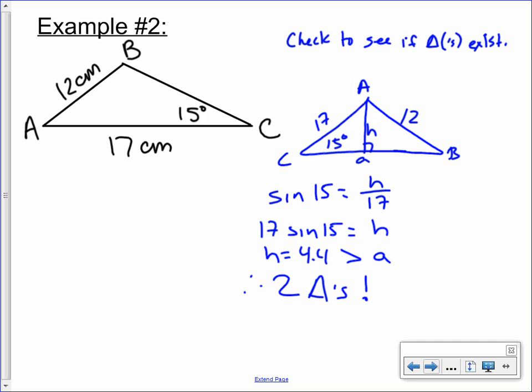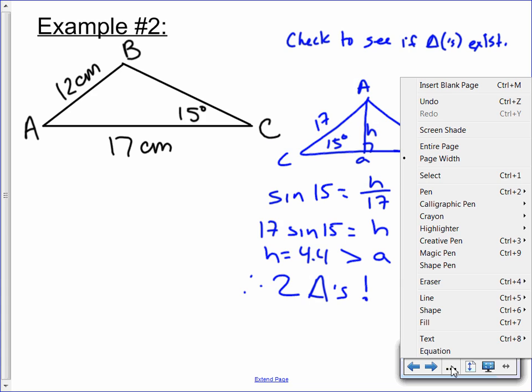Okay, here we go. Triangle number 1. Let me insert a page. Okay.